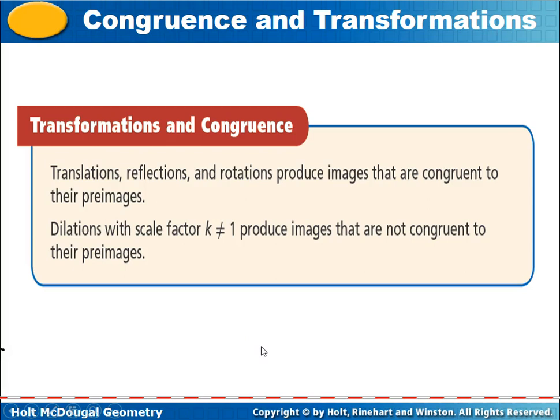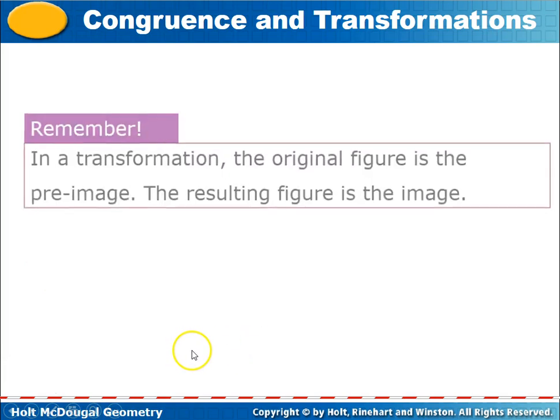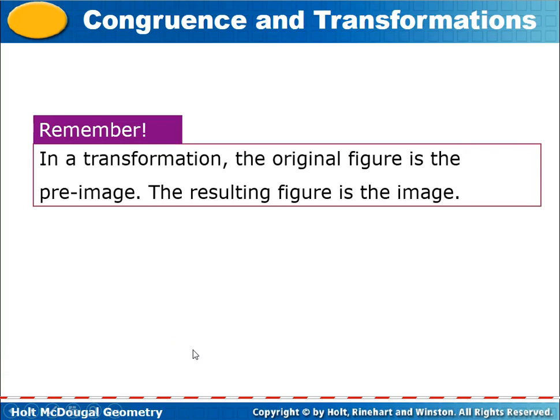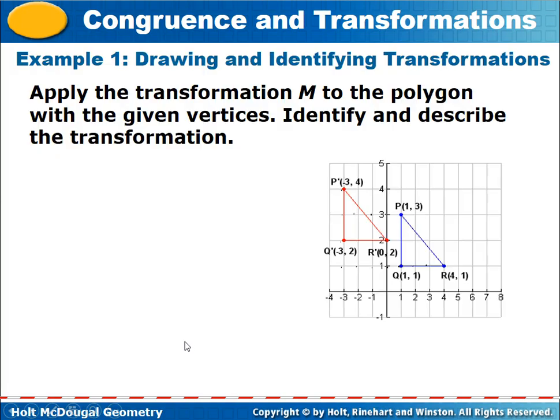Transformations and congruence. So translations, reflections, or rotations, those all produce congruent images from their preimages. Dilations that have a scale factor anything other than 1 produce an image that's not congruent to their preimage. So a dilation that's between 0 and 1 would shrink, and a dilation that was greater than 1 would enlarge. Now it wouldn't be 1. A dilation of 1 would just give us the same exact image again. Remember, in a transformation, the original figure is the preimage and the resulting figure is an image. Hopefully y'all got that right on the test on Friday.